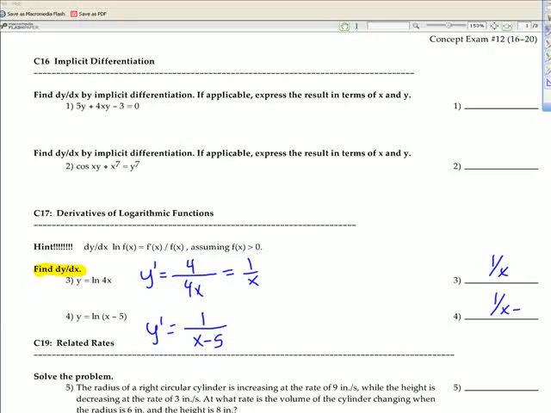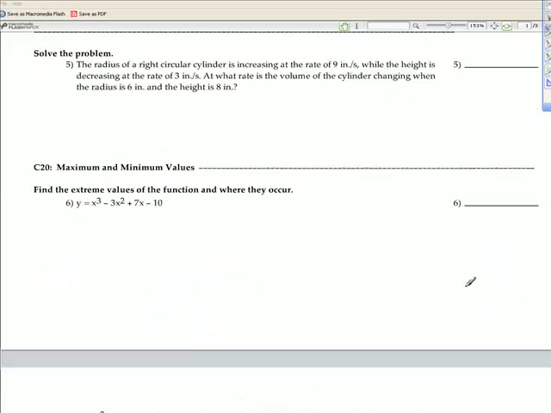Those are pretty quick ones. It's kind of nice after number 2 to have something that's a little quicker. Any questions there? Okay, number 5.